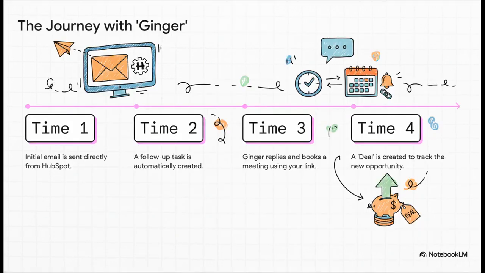This timeline shows you the whole journey with our lead, Ginger. We sent her an email right from inside HubSpot. Then, the system is smart enough to automatically create a task to remind us to follow up. When Ginger replies and books a meeting, awesome! We can create what's called a deal to officially track this as a real sales opportunity.